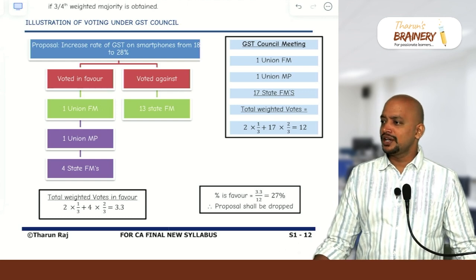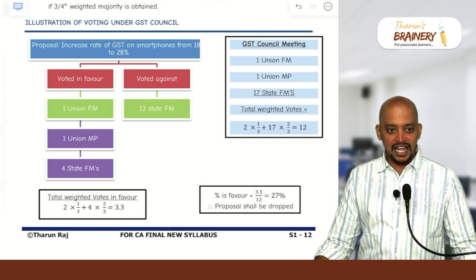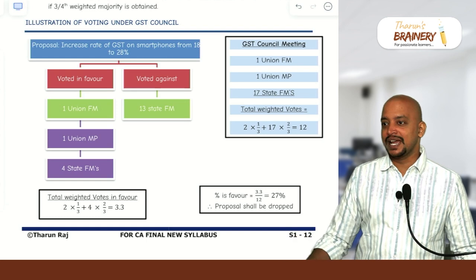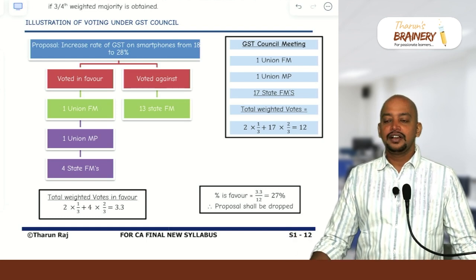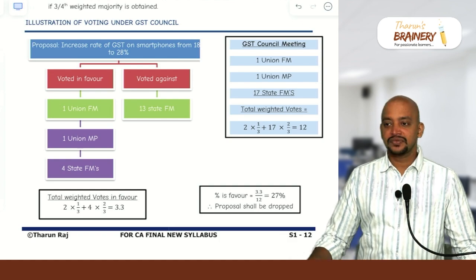Because a lot of people are using smartphones. Without smartphones, we cannot think of life. Now it is better to levy GST there. So people will pay. You understood? Actually, this is how the government levies taxes.